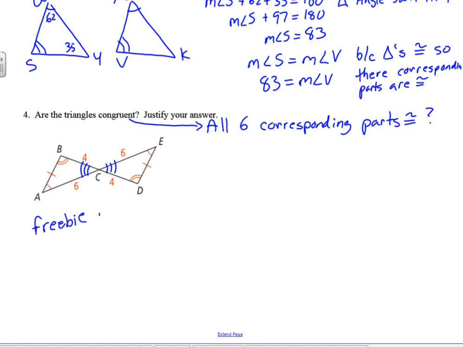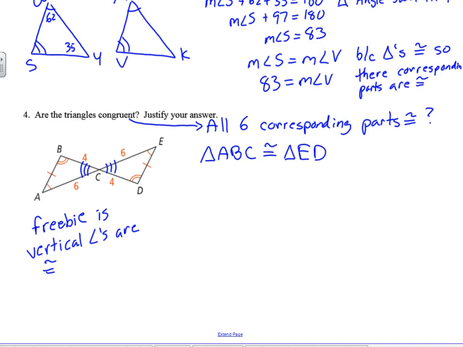So our freebie is that vertical angles are congruent. If 2 lines intersect, then they form congruent vertical angles. So what we could say is that triangle ABC, now notice this is called a congruent statement. Triangle ABC, what side corresponds with A? Well, that would be E. Okay, so E, and then B, what corresponds with B? That would be D. See the 2 angle markings and the 2 angle markings. All right, and then C.